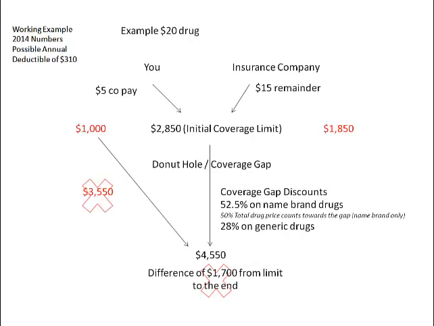52.5% on name brand drugs and 28% on generic drugs. However, when you buy name brand drugs, 50% of the cost will actually count towards your coverage gap. So if you have a $100 drug, even though you only paid $50, the entire $100 goes against the coverage gap for you to get you out of it quicker. So your coverage gap, the amount you'll spend in there, in this example, is somewhere between $1,000 and $3,550. So it's hard to say because it depends on how many name brand drugs you're taking, because they'll help you out through the gap. Generic drugs do not do that.